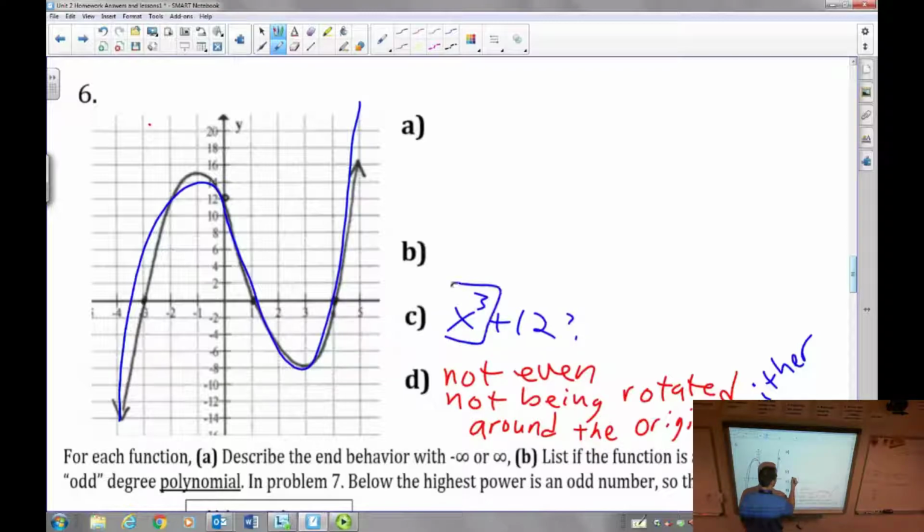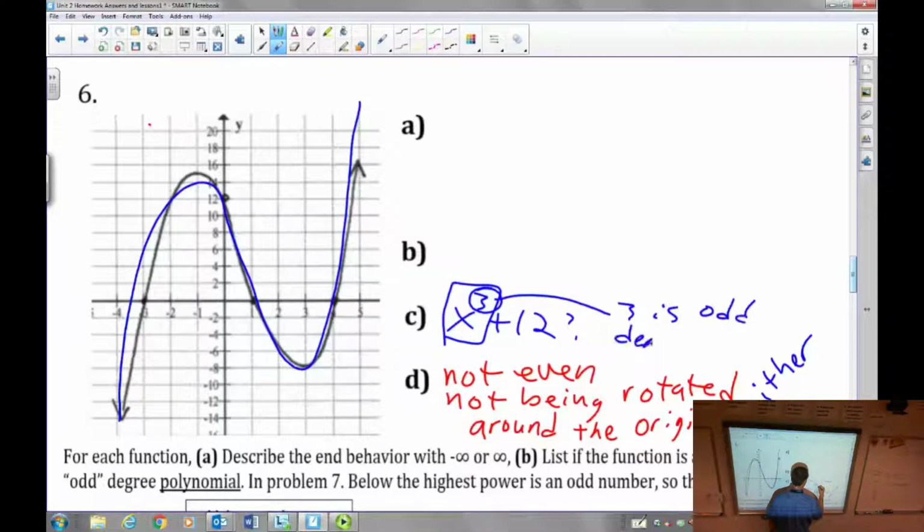But it's definitely going to be an x cubed. And so an x cubed, that means that, let's see here. The 3 is odd, so that means that the polynomial is also an odd degree polynomial. So that's the answer there.